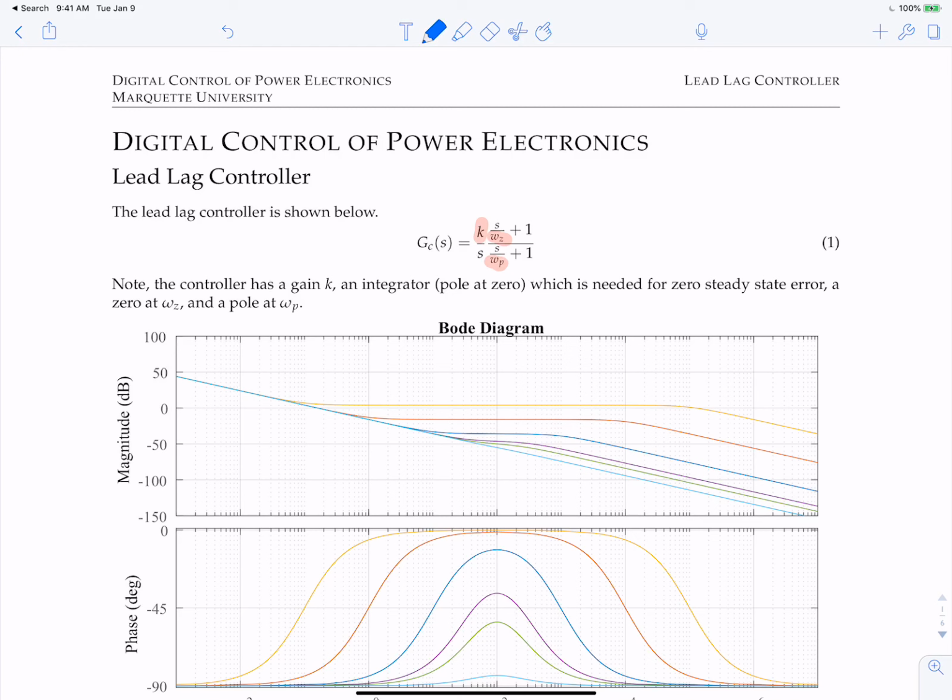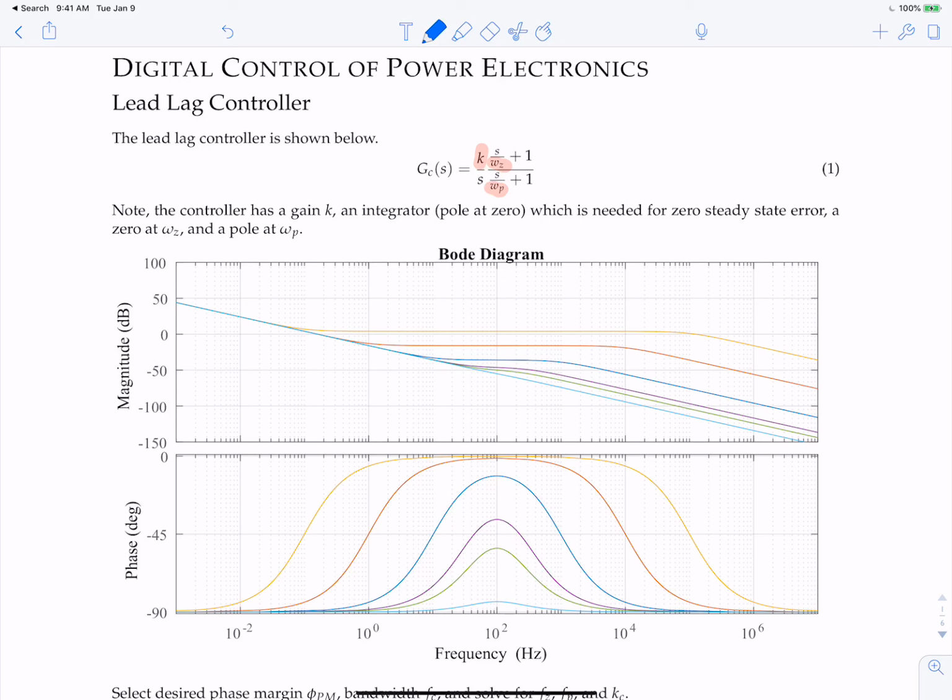You see I have a Bode plot here. I actually have a Bode plot for, it looks like 1, 2, 3, 4, 5, 6 different controllers. And the only difference between these 6 controllers is where I placed omega z and omega p. I've actually kept k constant here. And what I'm doing is separating the pole and zero further and further apart. Okay, so for instance, this really light blue line down here, that's where the pole and the zero are really close together.